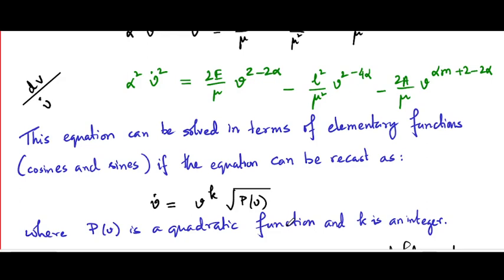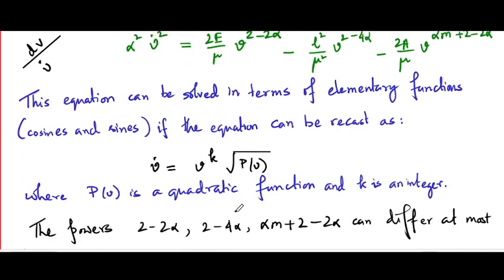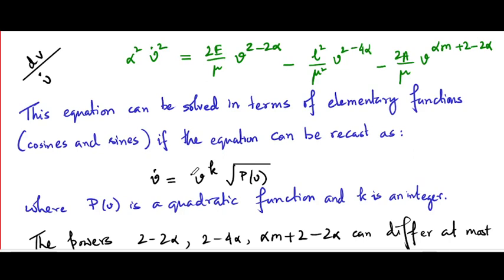a quadratic function. So, the square root of a quadratic function in v times v to the power k, where k is any integer. If you divide dv by that to get dt, you can actually integrate this explicitly in terms of sines and cosines. These are actually standard integrals which you must have studied in high school. Now, let us take a look at the powers involved here and see under what conditions this expression can take this particular form.